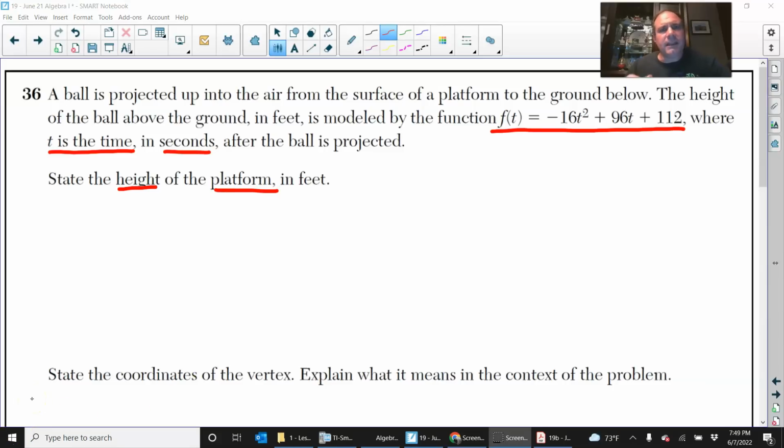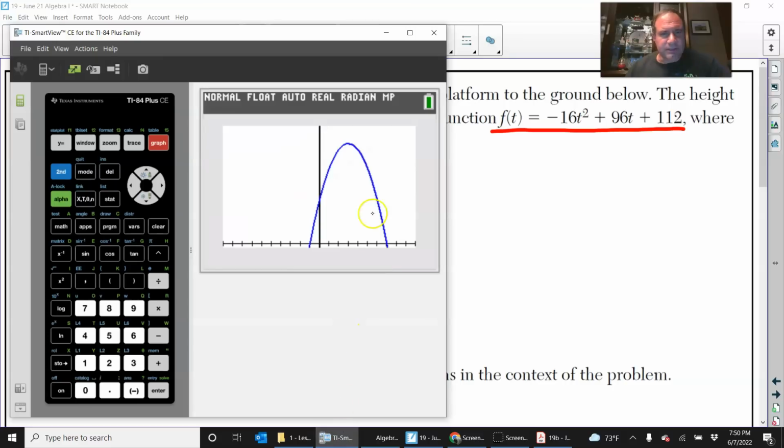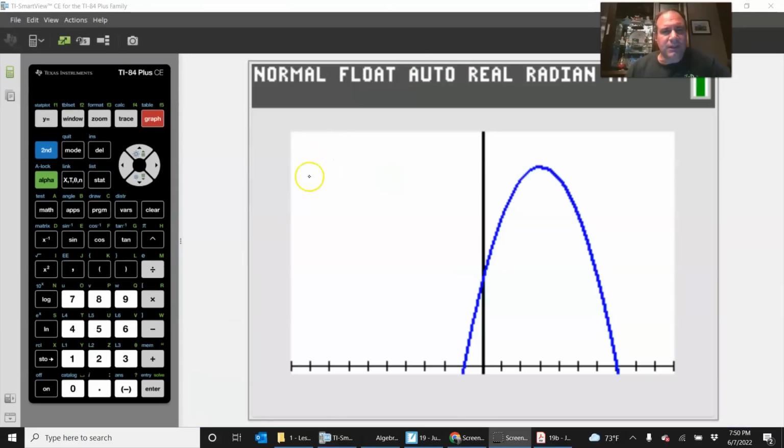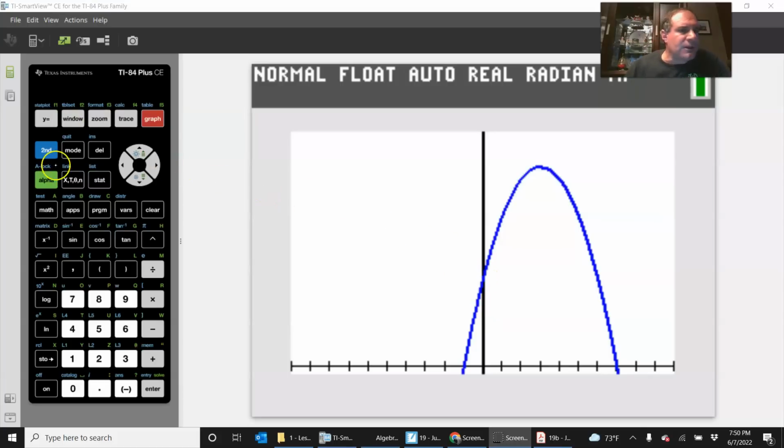And see, this is why I need a little bit of a visual for what's going on. So the ball is projected up from the platform into the air. So now you're saying, okay, so let me look at what is happening. So this is the ball in the air right here. The ball's going up in the air. This is the platform right here. Right? So they want the height of just the platform.